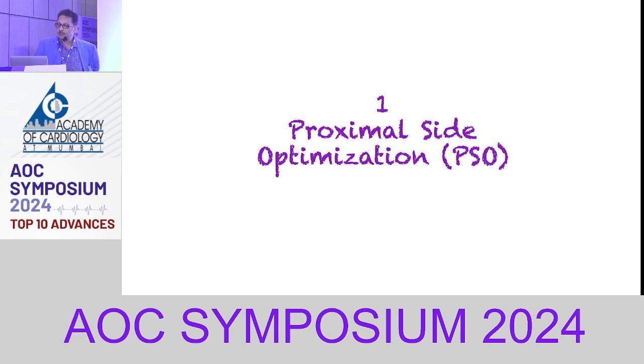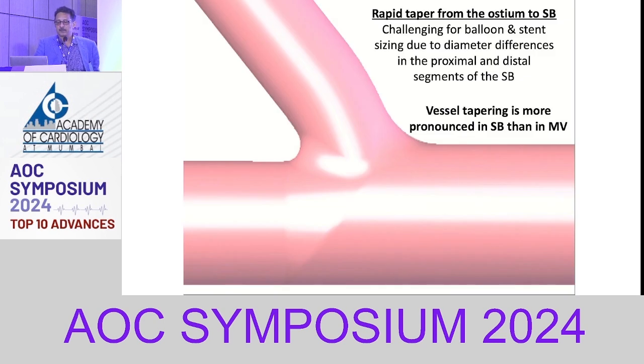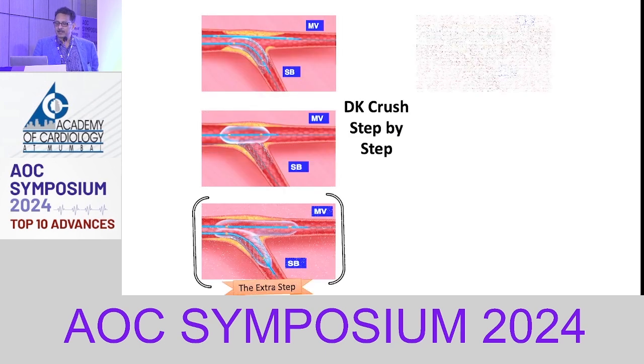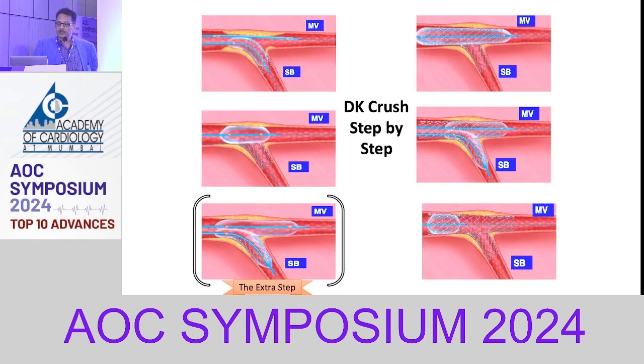That basically stems from the fact that the ostium of the side branch is always larger than the side branch size. Now, how do you measure the ostium? The ostium is measured 3 to 5 millimeters from the bifurcation point. The ostium of the side branch is always an oval structure. It is never a fully circular structure. That's the reason why it has a little larger diameter. So this is the classical DK crush technique, which I don't want to elaborate further.